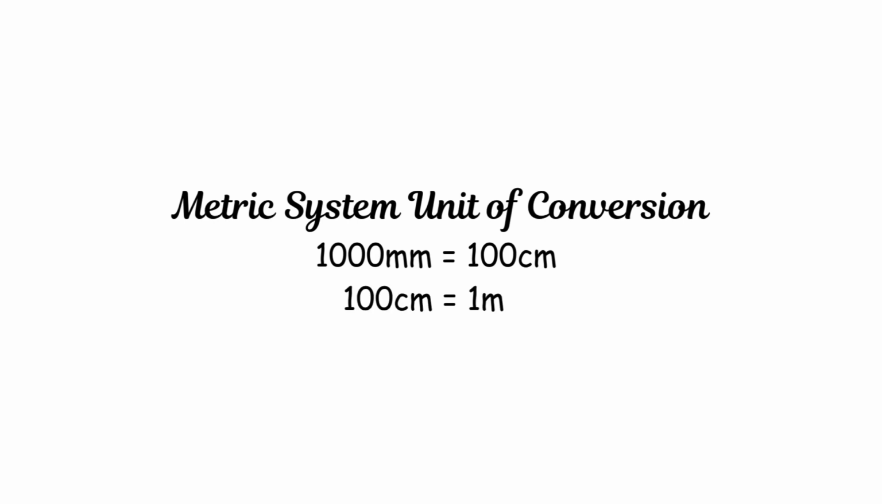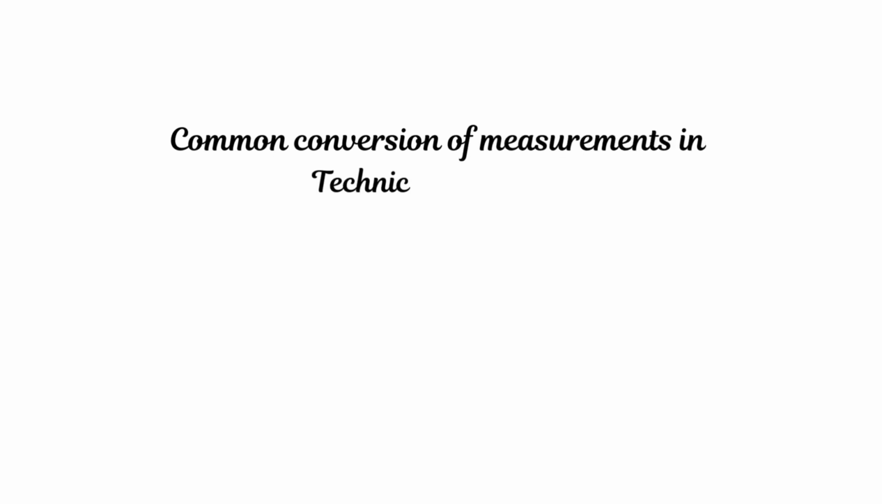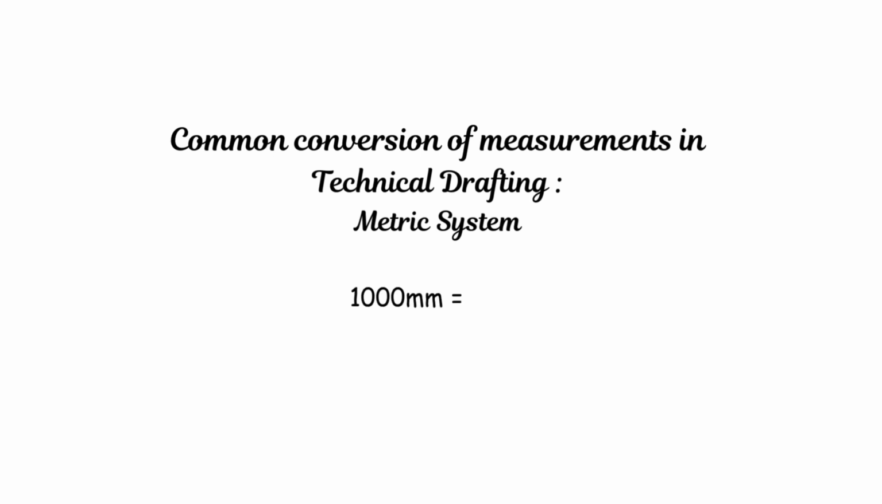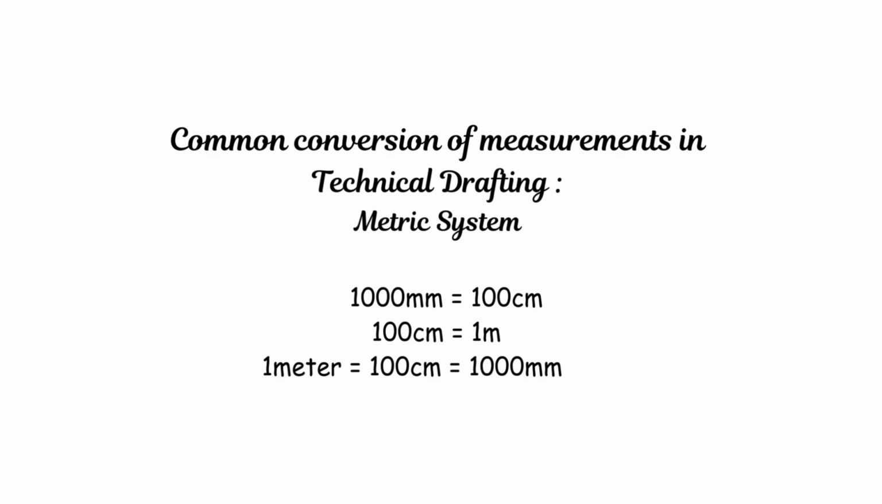To ensure precision in every detail, unit conversions must be mastered. The basic conversions are as follows. 1000 millimeters is equal to 100 centimeters. 100 centimeters is equal to 1 meter. 1 meter is equal to 100 centimeters. 100 centimeters is equal to 1000 millimeters. The common conversion of measurements in technical drafting is the metric system, wherein 1000 millimeters is equal to 100 centimeters, 100 centimeters is equal to 1 meter, and 1 meter is equal to 100 centimeters is equal to 1000 millimeters.